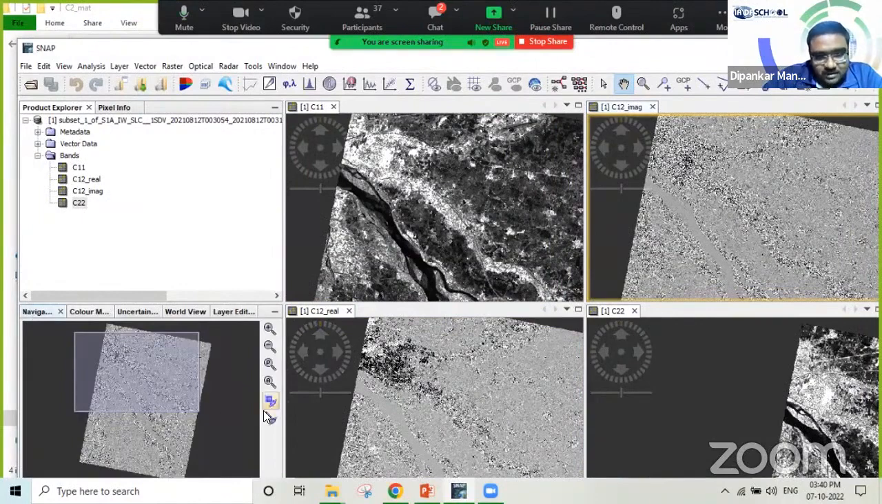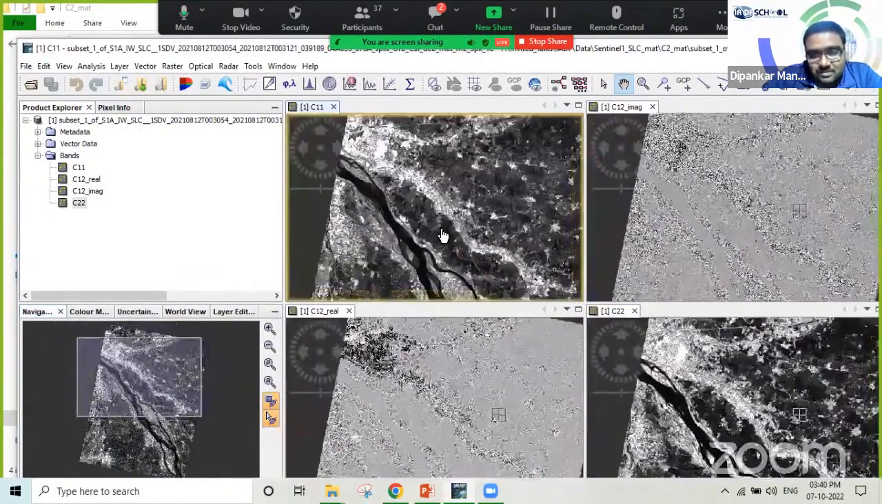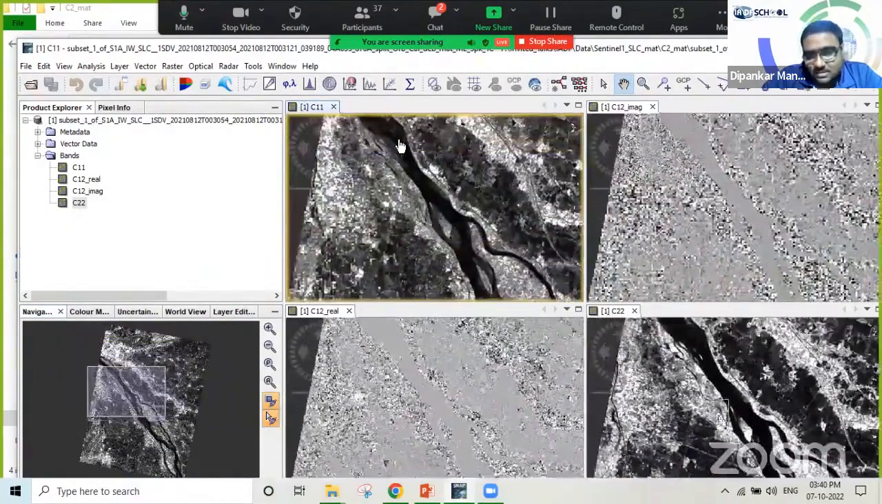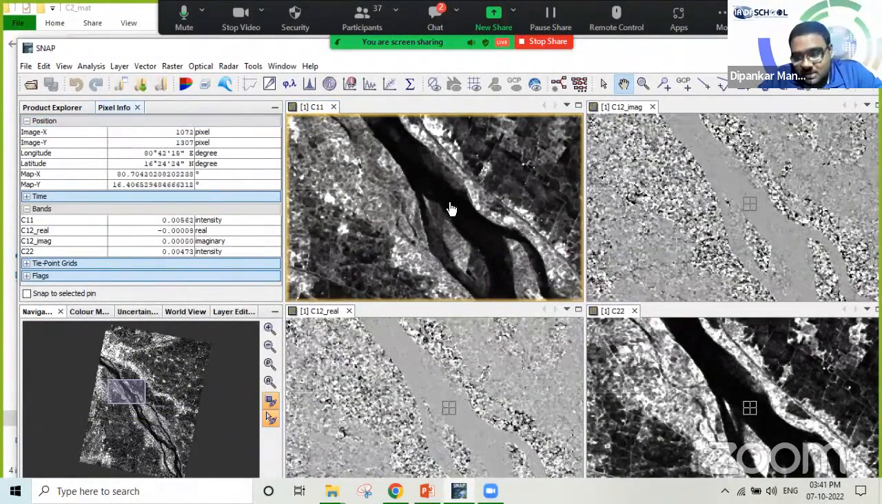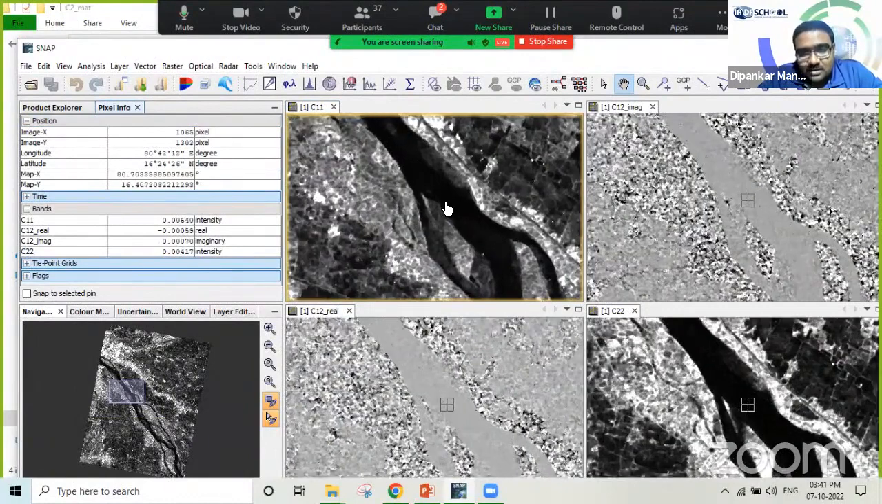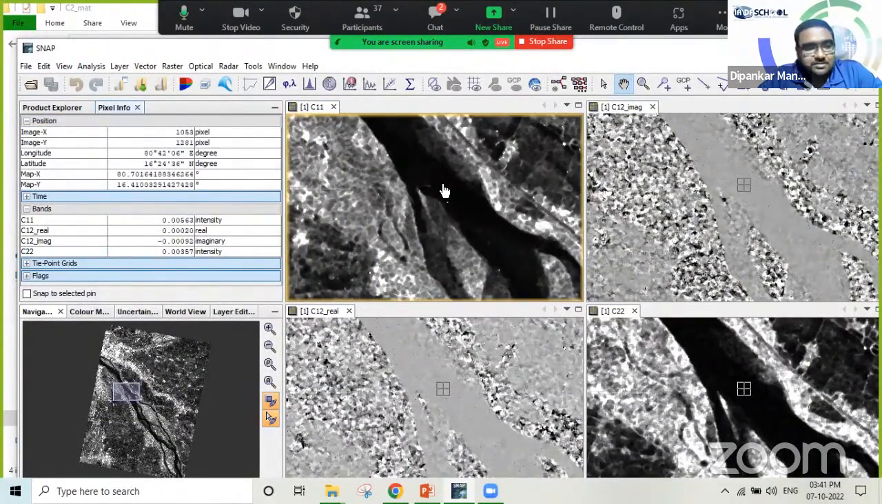So go to the navigation bar and click on the synchronization view option to keep the cursor in the same position. So now let's zoom to this center section, which is actually a river. Now you can see how the values are changing with these different locations. So let's say we are considering this little island, and there is a water body in black color. You can see C11 is 0.05, and C22 is 0.0035. So C11 is the VV component and C22 is VH, which is obvious. That's why C22 is lower intensity than C11. And the other two are the real and imaginary components of those cross-pol channels.